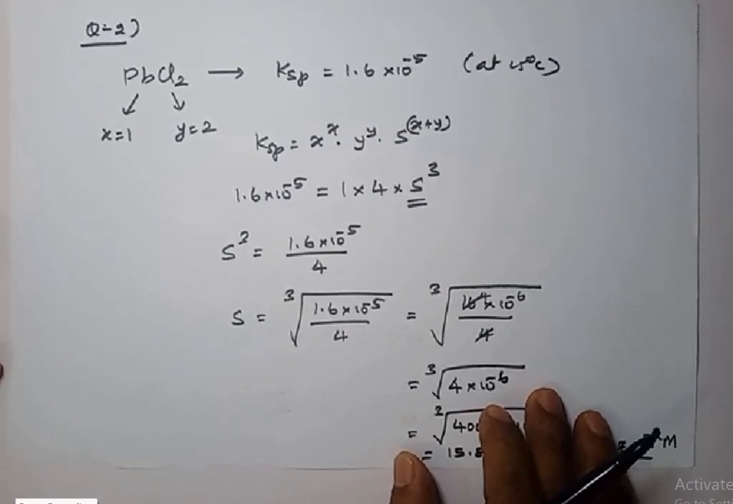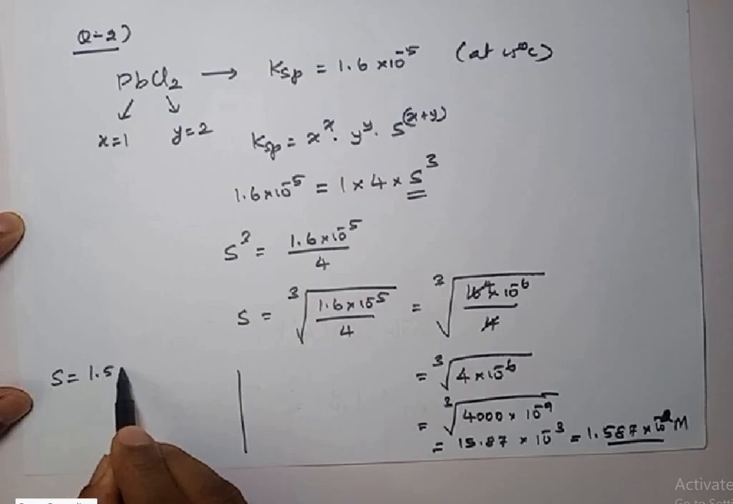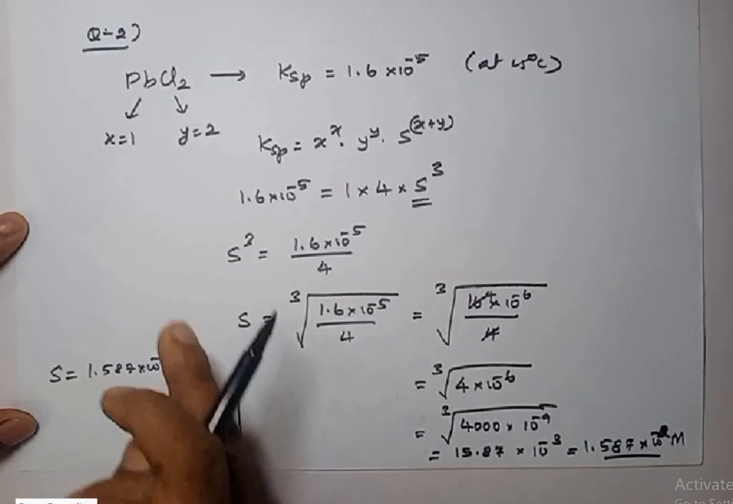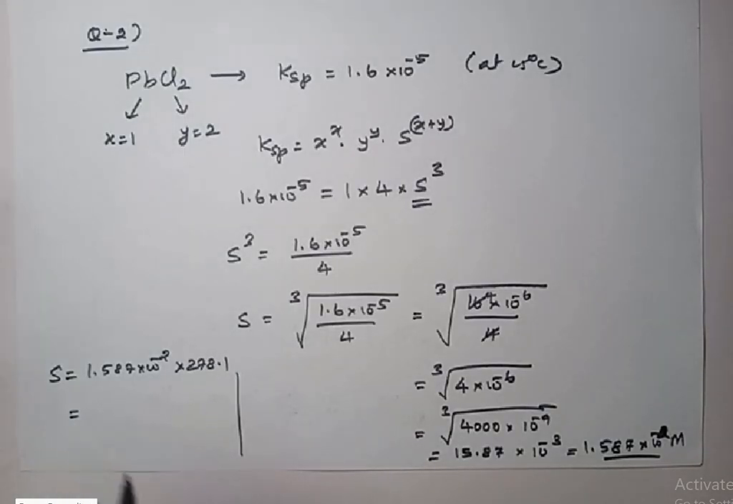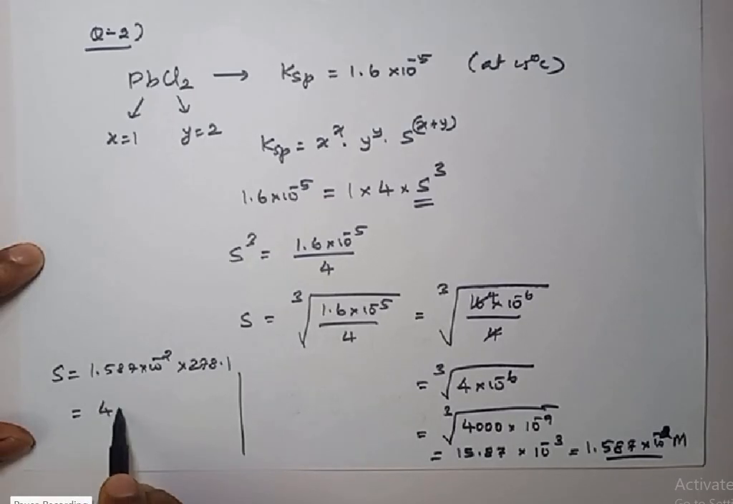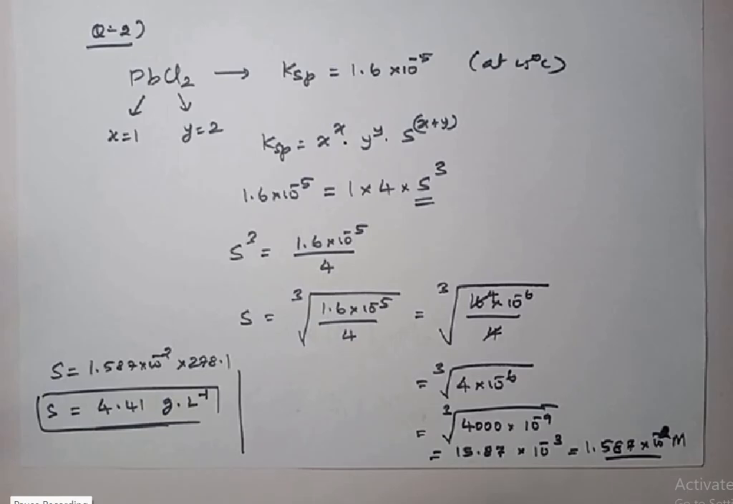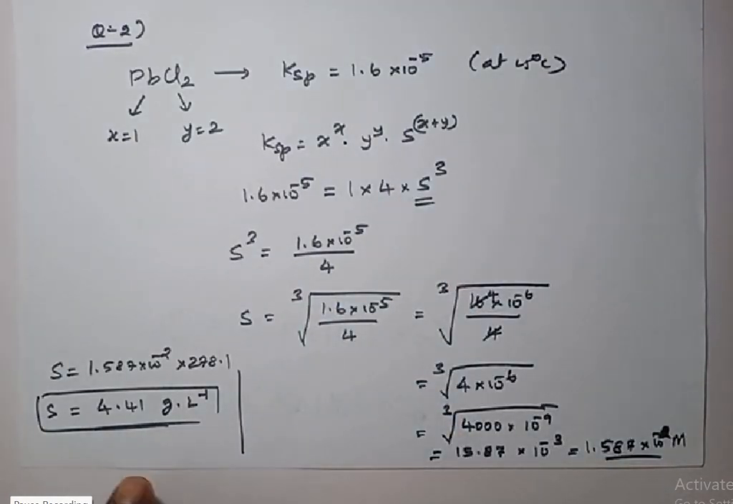This is solubility. So we got the value in molarity. Now to get the value in gram per liter, what we should do? Let me do it here. Multiply the value 1.587 into 10 power minus 2, this is solubility in molarity. To convert into gram per liter, multiply this value by the molar mass of lead chloride, which is 278.1. So if you multiply, the answer comes out as 4.41 gram per liter. This is the solubility of lead chloride in pure water at 25 degrees Celsius. Okay, and the value is given in gram per liter.